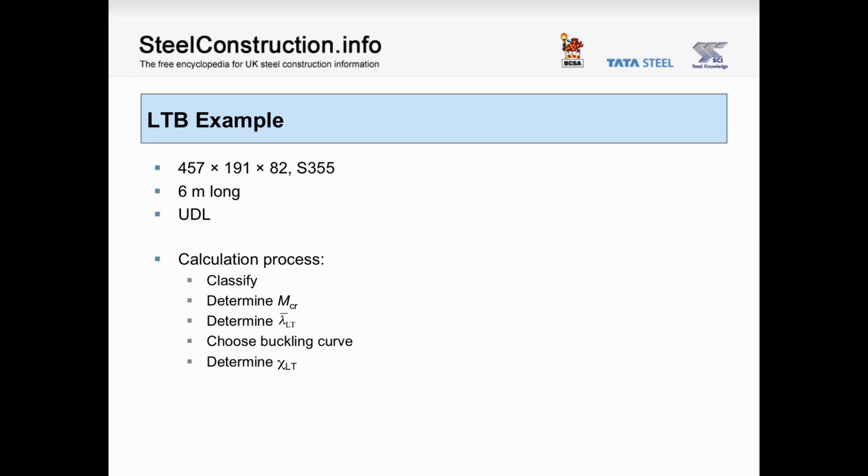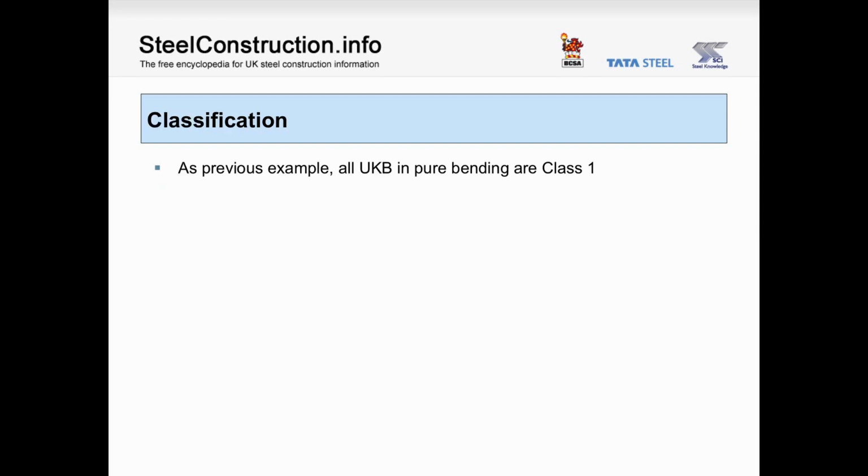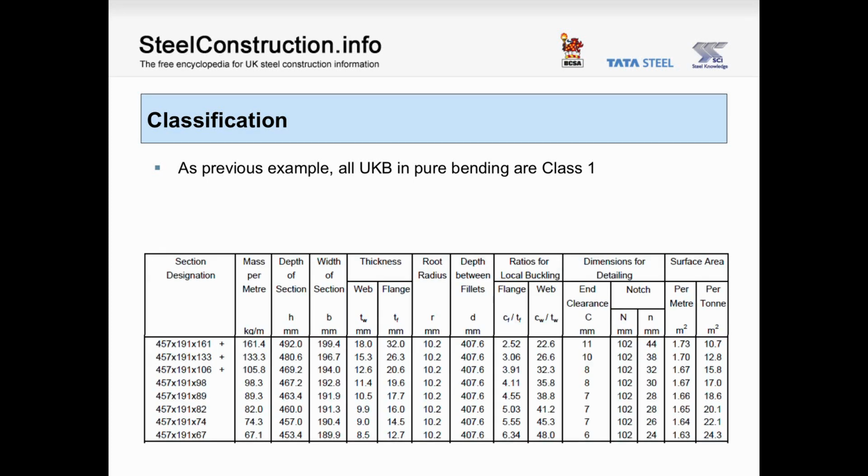So numerical example, we have a universal beam, it's in S355 steel, it's 6 meters long, and it's subject to a UDL. The process is first of all to classify so that we know which modulus to use, then we can calculate M crit, then we can calculate the non-dimensional slenderness, we need to select an appropriate buckling curve, and then we can calculate the reduction factor chi LT. In truth, we know that all universal beams are in fact class 1. But if we were to classify from section property tables, we determine the ratios for local buckling.